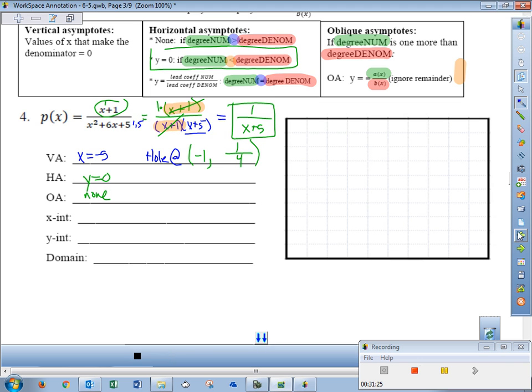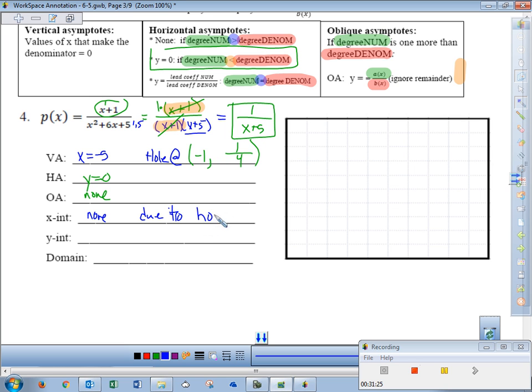So if I go back here, -1 would be the x-intercept, but does -1 count? So there is none. And if you want to make yourself a note of why, write: due to hole. You don't have to put that on the test. All you have to put is none. But if you're looking back at notes, you might wonder how come there was none, since it should be at -1. There's none due to the hole in the graph.